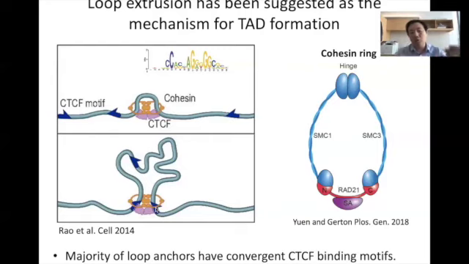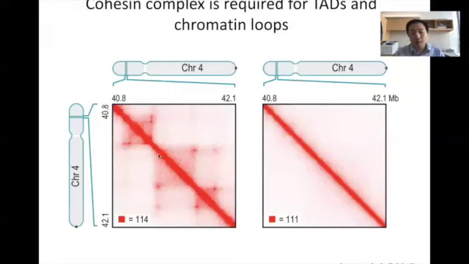Again, loop extrusion has been proposed to be the mechanism behind TAD formation, and the two CTCF anchors need to be convergent, right? And it has actually been shown that over 90% of the loop events have convergent CTCF binding sites. All right. Cohesin and CTCF are really required for functional TADs.